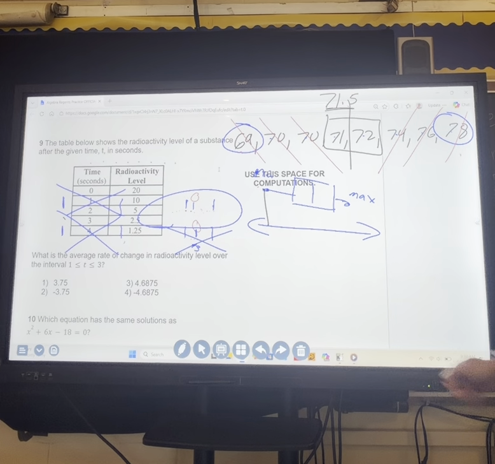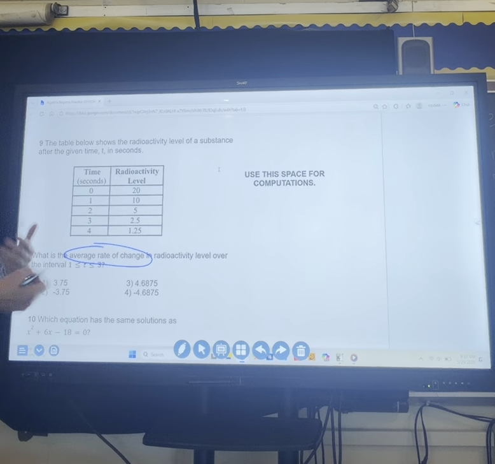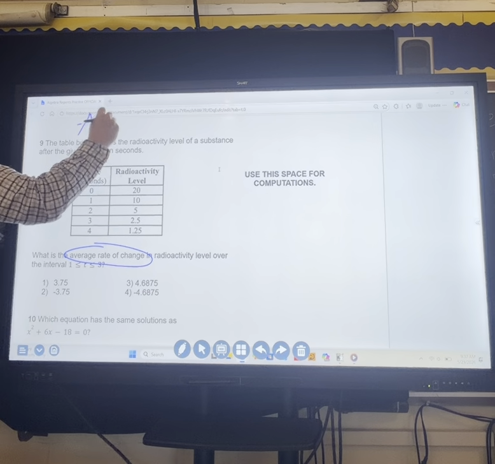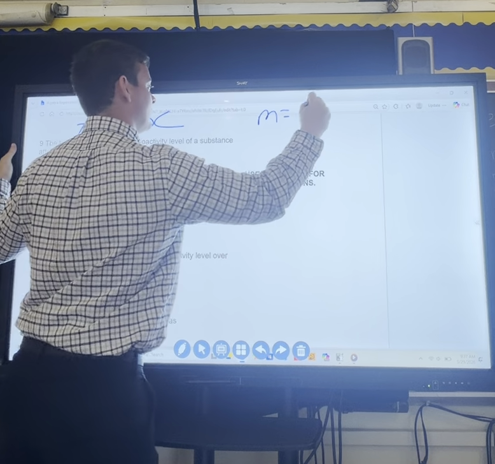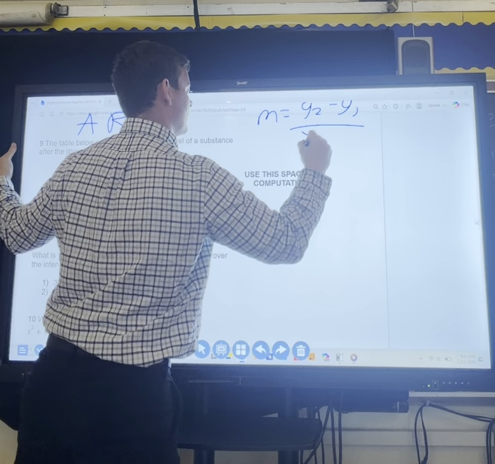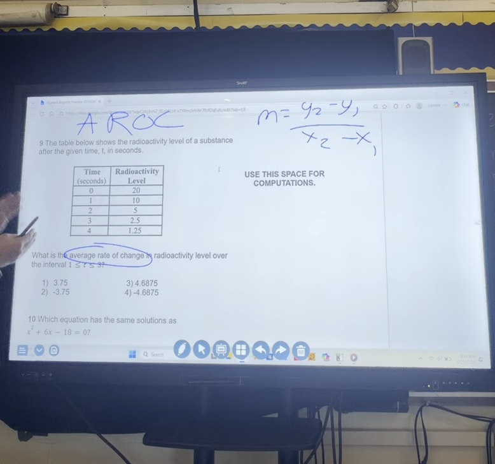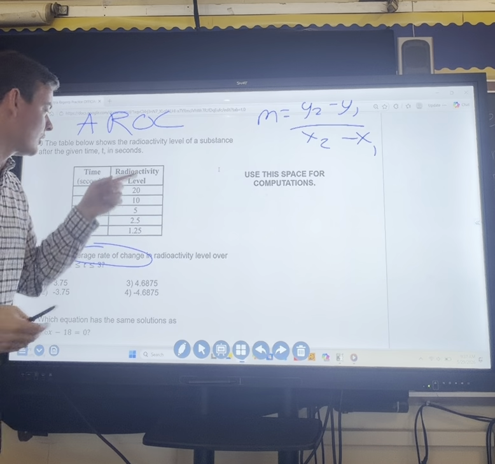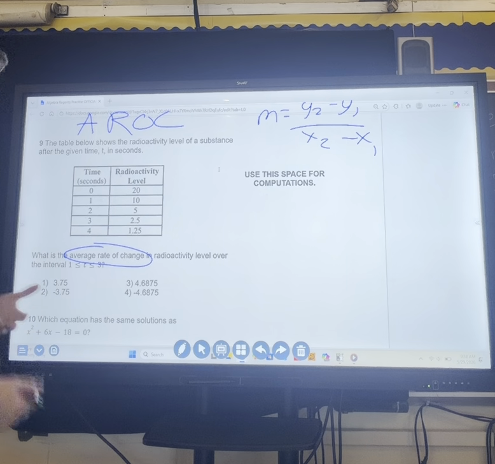9. I see average rate of change. Whenever I see average rate of change, that's AROC. Whenever I see AROC, it's this formula, y2 minus y1 over x2 minus x1 every single time. But then it has to tell me for what coordinates though, because it gives me 5 coordinates here. Which ones do we actually want?